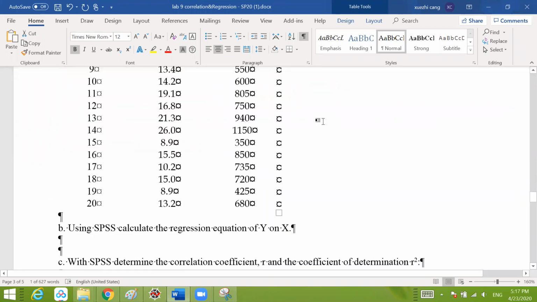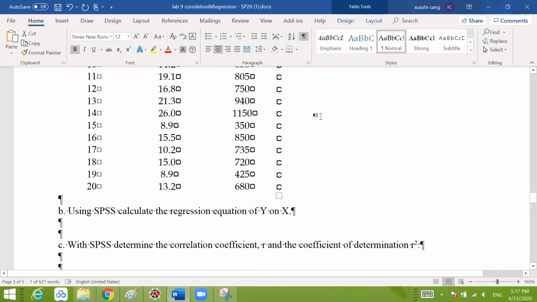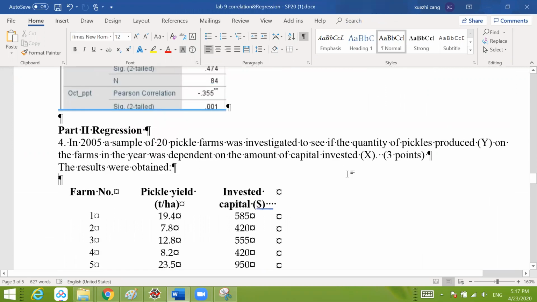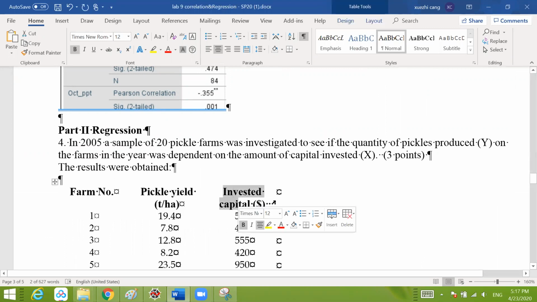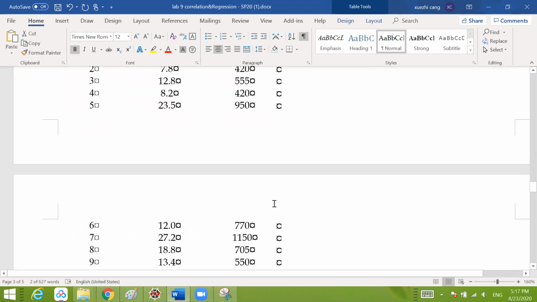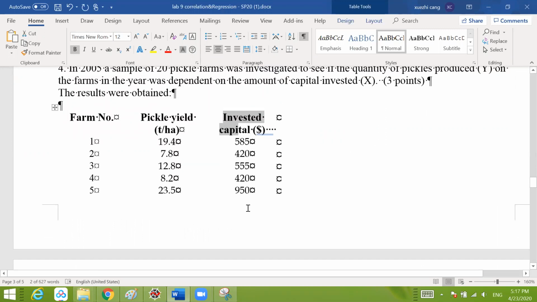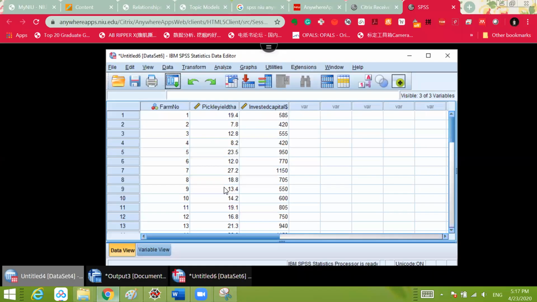In this video, I will demonstrate how to answer question 4. In question 4, we will run a linear regression on two variables: one is the pico yield and one is the invested capital. We first copy and paste this data to Excel, then upload the file to Anywhere SPSS, then open that Excel file in Anywhere SPSS. Here is the data we have.